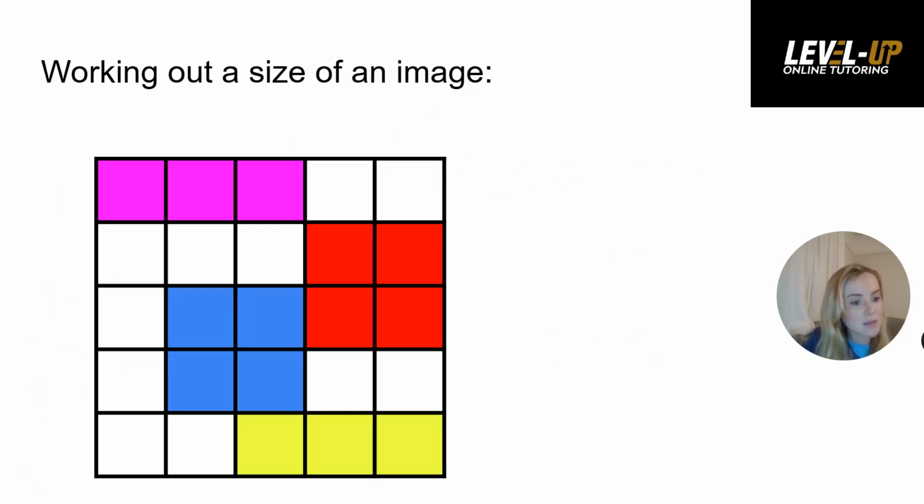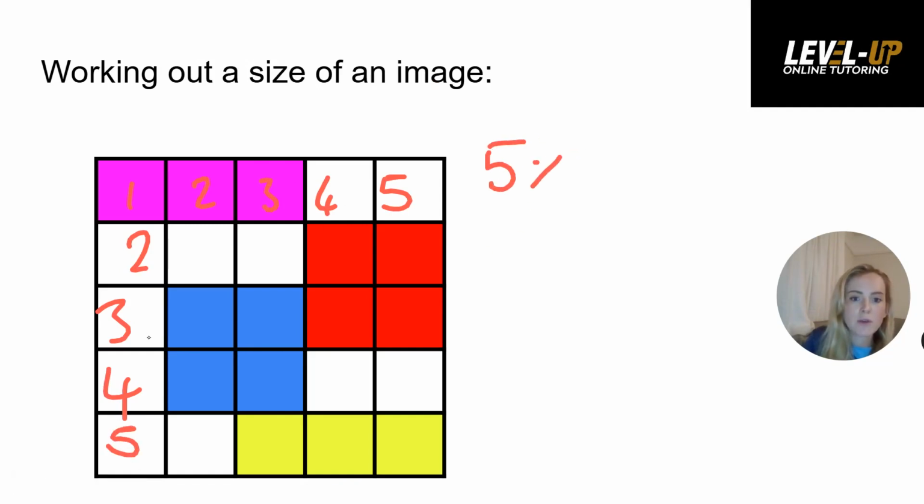Okay, so let's add some more colour. How does that work? Well, I'm going to do the same thing again. I'm going to work out the width times height. So 1, 2, 3, 4, 5, and 1, 2, 3, 4, 5. To work out the total amount of pixels, I'm going to do 5 times 5, which is obviously 25. So I know the pixel density at the moment.